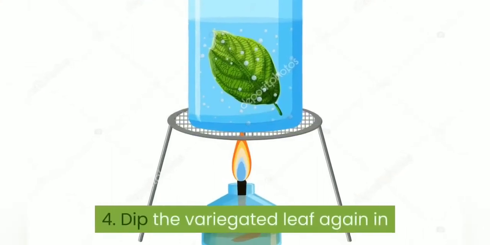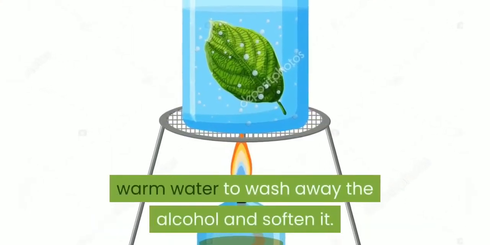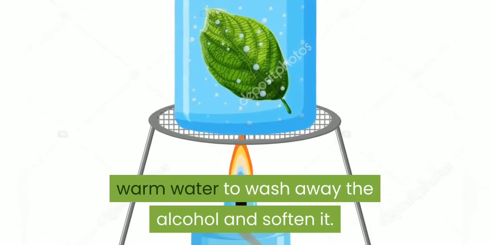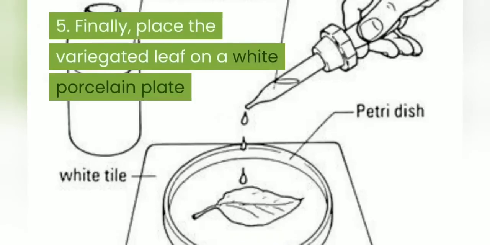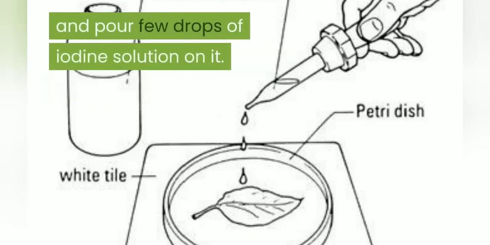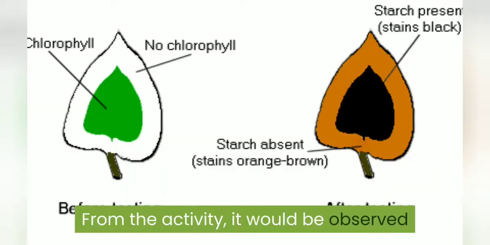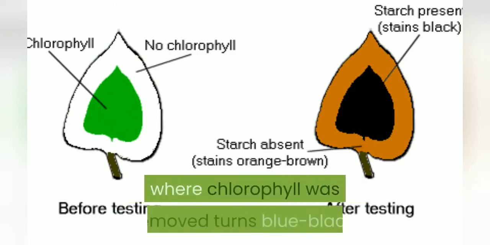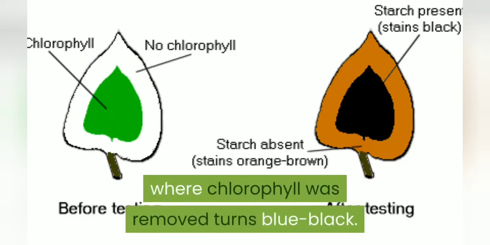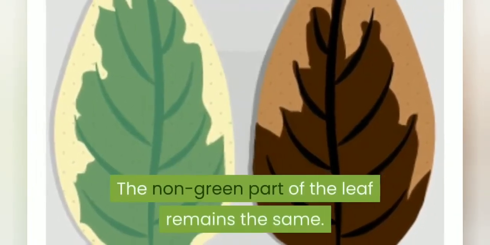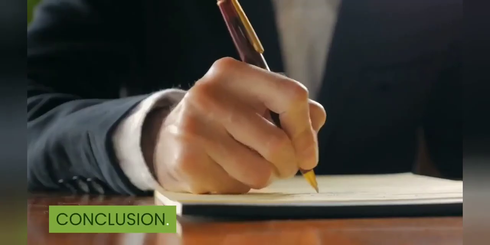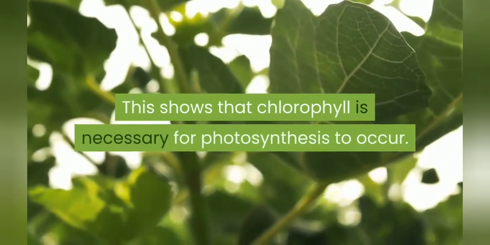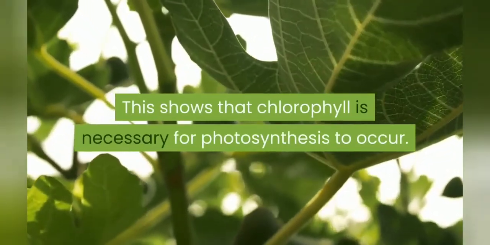4. Dip the variegated leaf again in warm water to wash away the alcohol and soften it. 5. Finally, place the variegated leaf on a white porcelain plate and pour a few drops of iodine solution on it. Expected results. From the activity, it would be observed that only the green part of the variegated leaf where chlorophyll was removed turns blue-black. The non-green part of the leaf remains the same. Conclusion. This shows that chlorophyll is necessary for photosynthesis to occur.